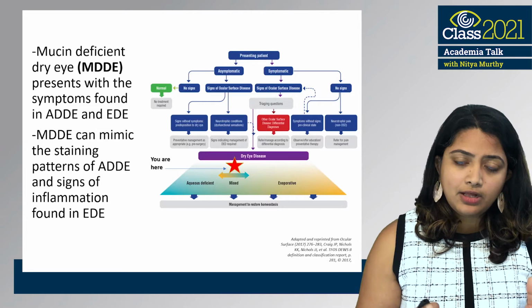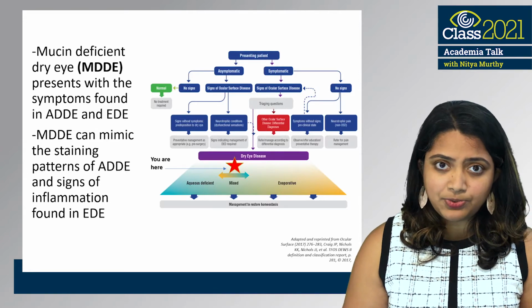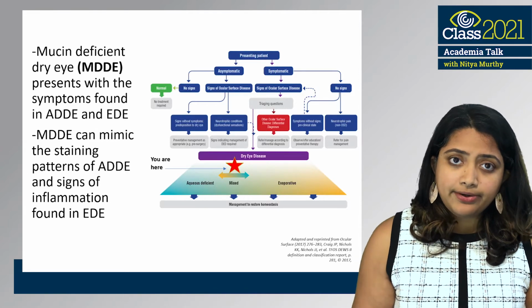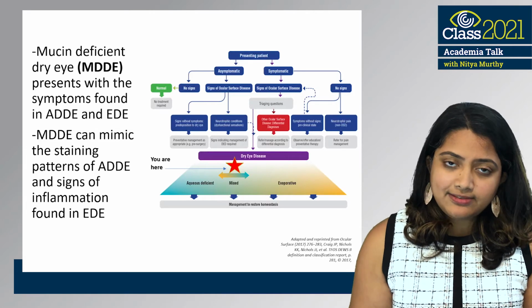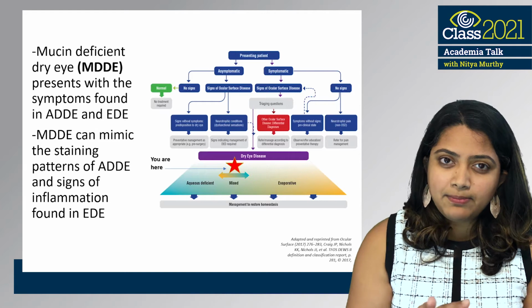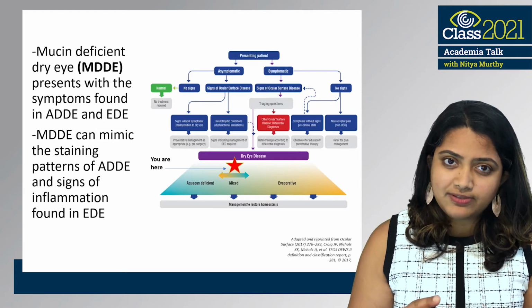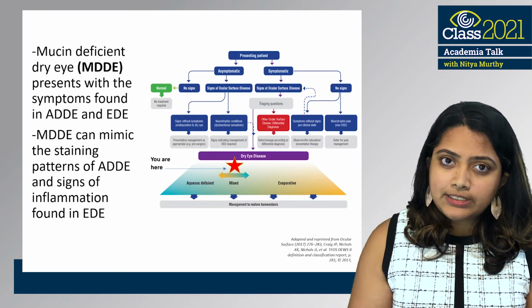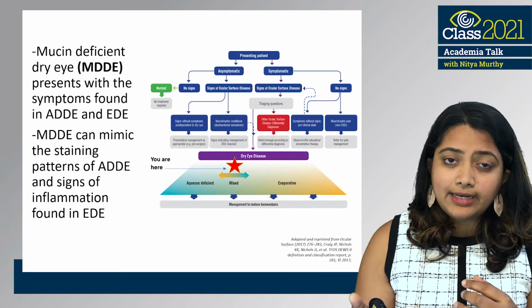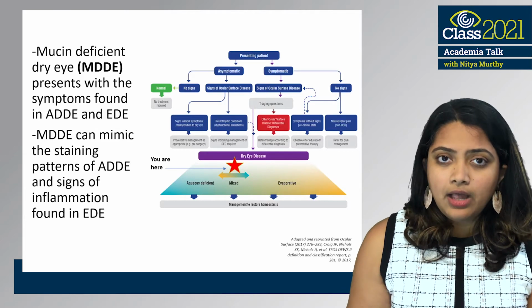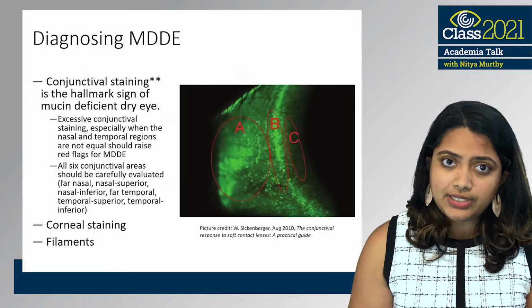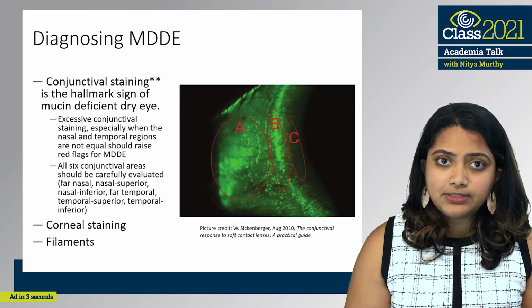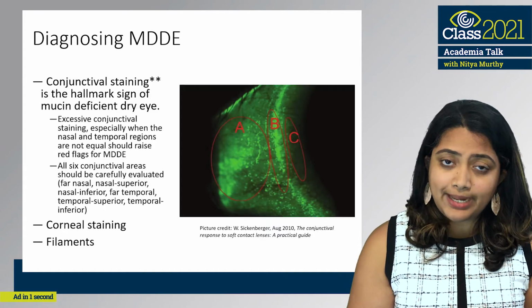Where this fits in on this chart, and this is again from the DEWS report, is kind of towards the bottom in that mixed area. So we have the evaporative dry eye, we have the aqueous deficient dry eye, and somewhere in the middle in that mixed area, that's where our mucin deficiency fits in. It is its own entity, and it needs to be treated as such. But it has a lot of similar symptoms and signs from these two other types, and we need to be able to tease out when it's which type.